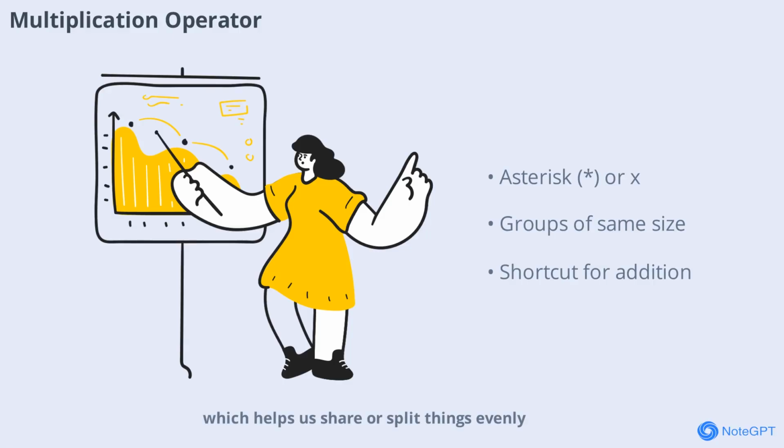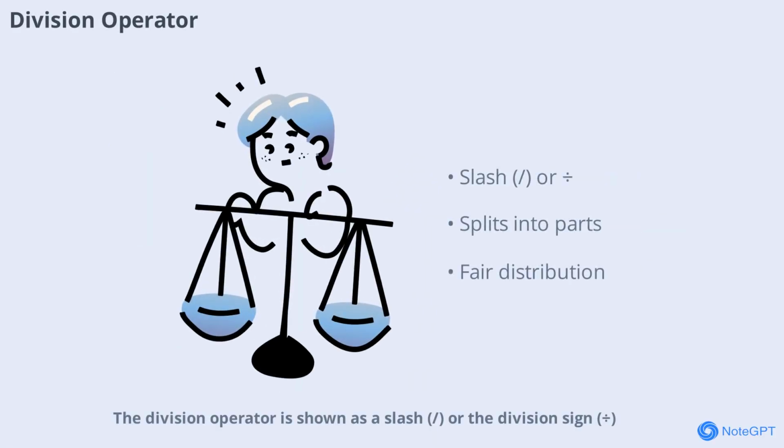Next, we'll look at division, which helps us share or split things evenly. The division operator is shown as a slash, or the division sign, ÷. It's used to split a number into equal parts. For example, if you have 12 cookies and want to share them among 4 friends, you divide. 12 ÷ 4 equals 3. Division helps us distribute things fairly and is vital in many real-life situations like sharing food or dividing tasks.